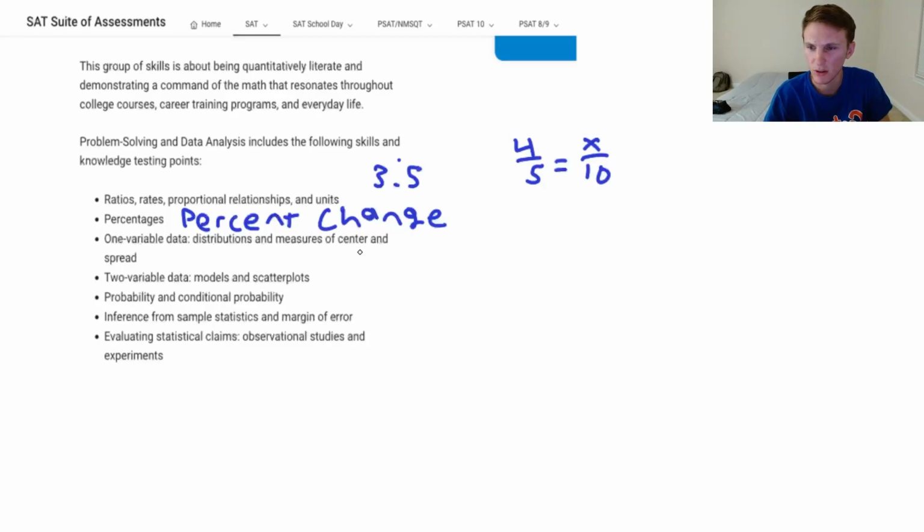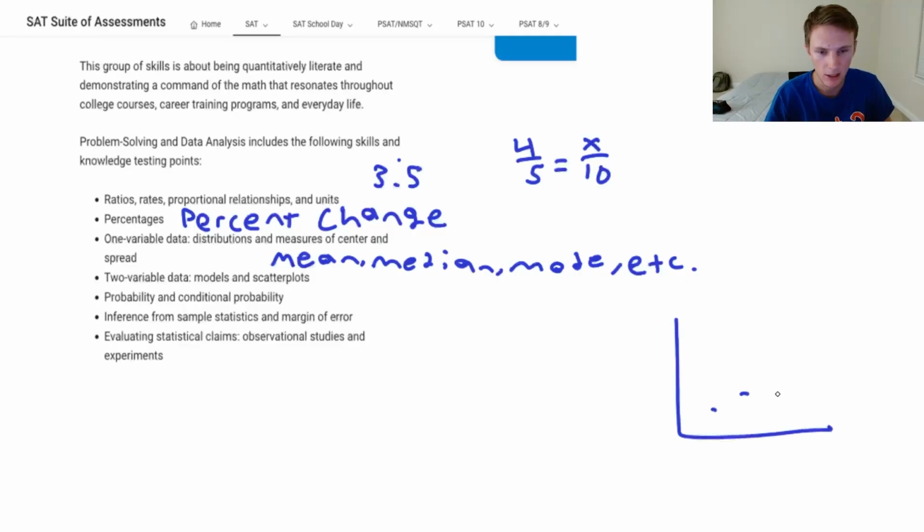Distributions and measures of center and spread. This is really just like mean, median, mode, etc. No stats like that, like what they mean. Models and scatter plots. So if I have a scatter plot of any sort of data set, just know how to interpret it. Again, this is common sense.